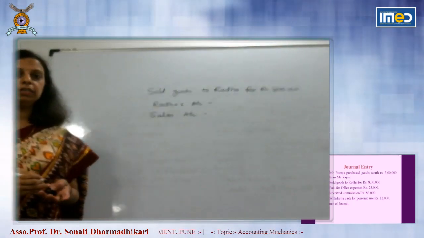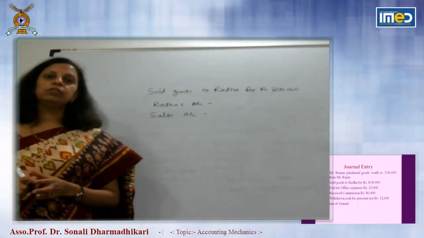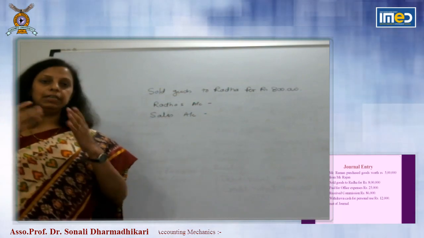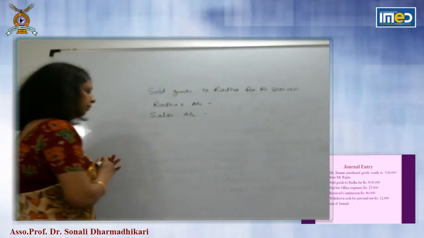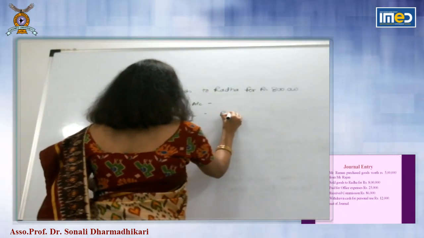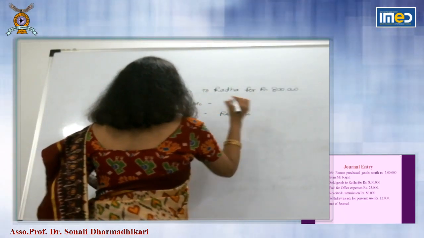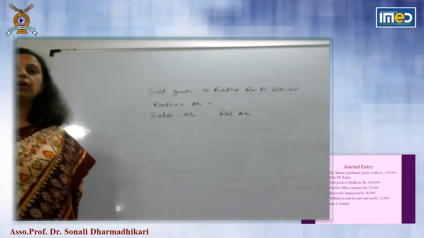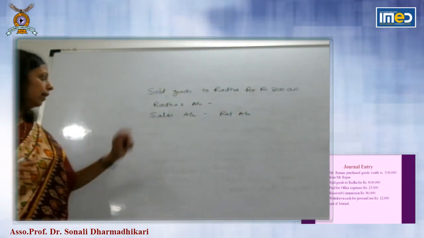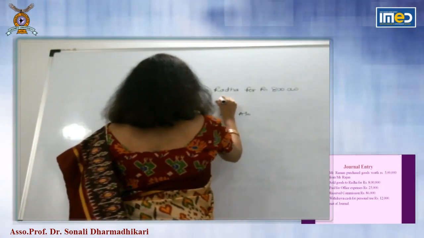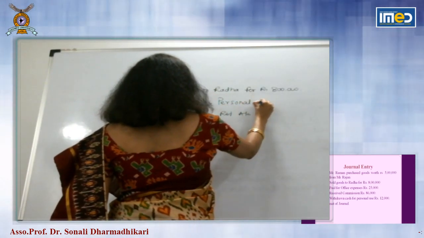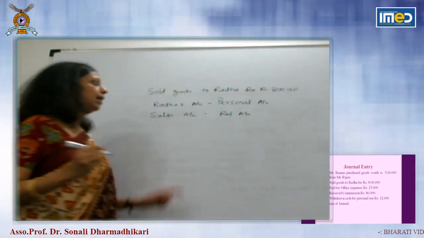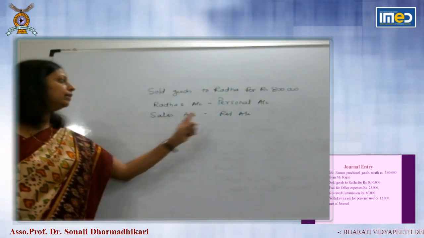Now here, instead of goods account, we will use sales account. But hidden account is goods account. So it is a real account. Step 2. Classify the accounts. So Radha's account is a personal account. And sales account is a real account.